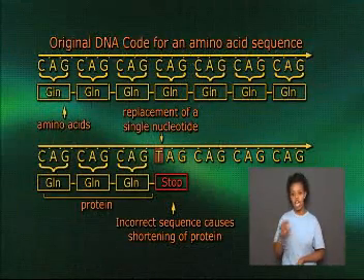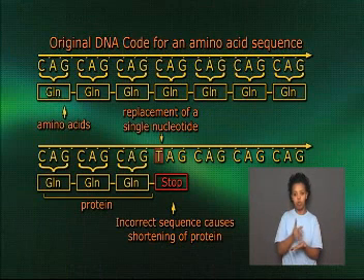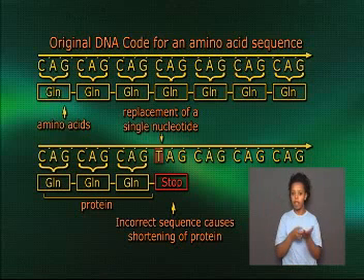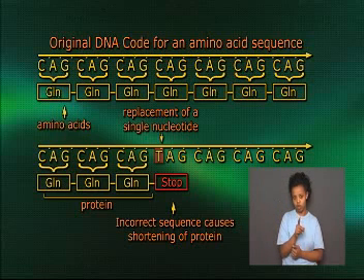Other substitution results in a stop triplet, as you see here. When the transcription reaches the stop code, it halts. This results in a non-functional mRNA. This is also known as a nonsense substitution.